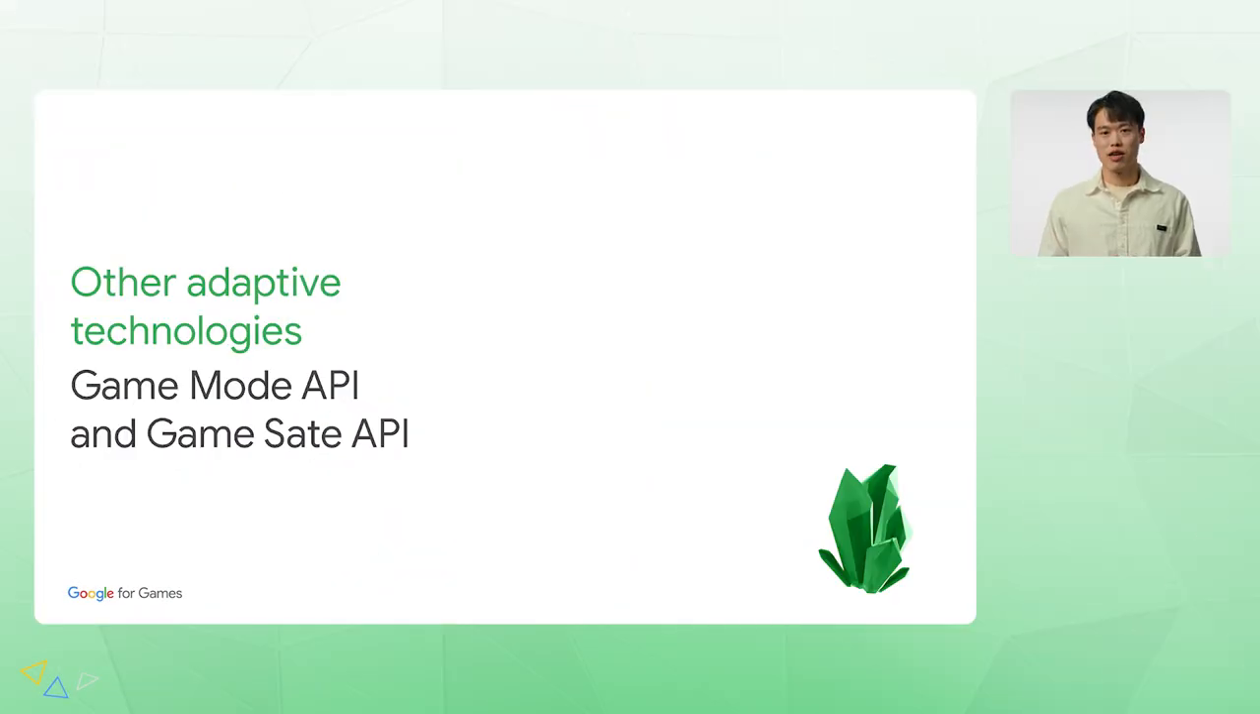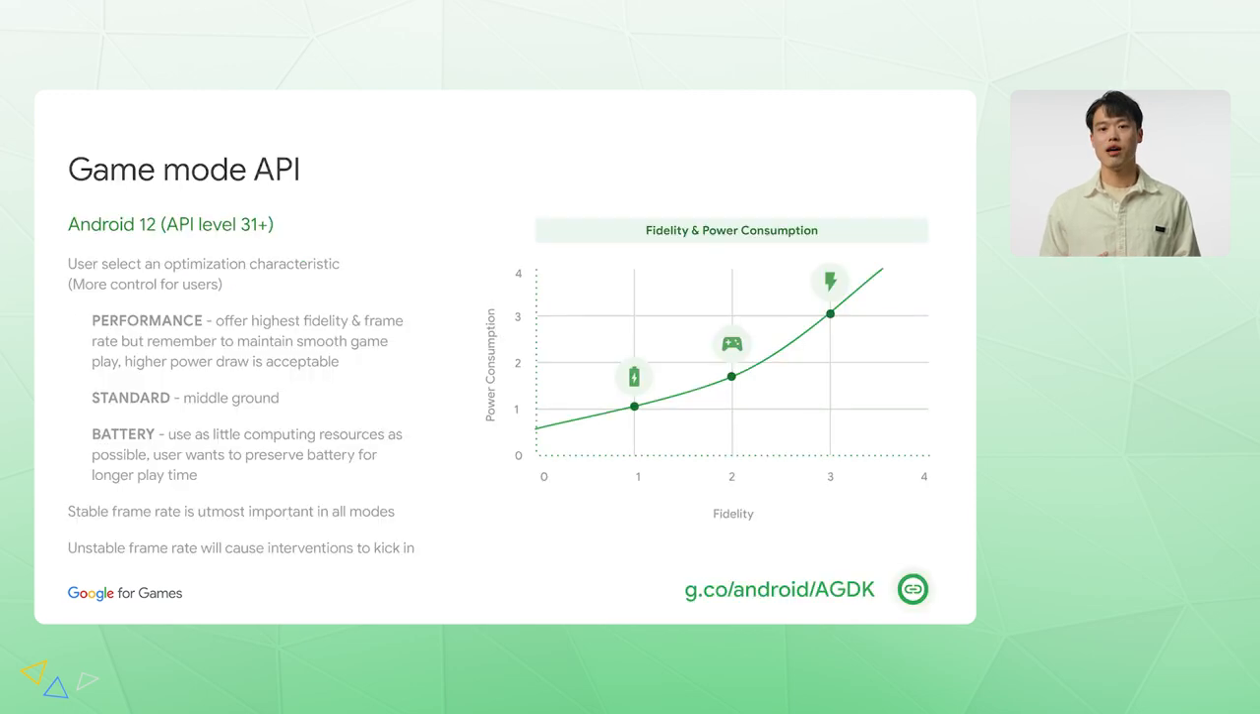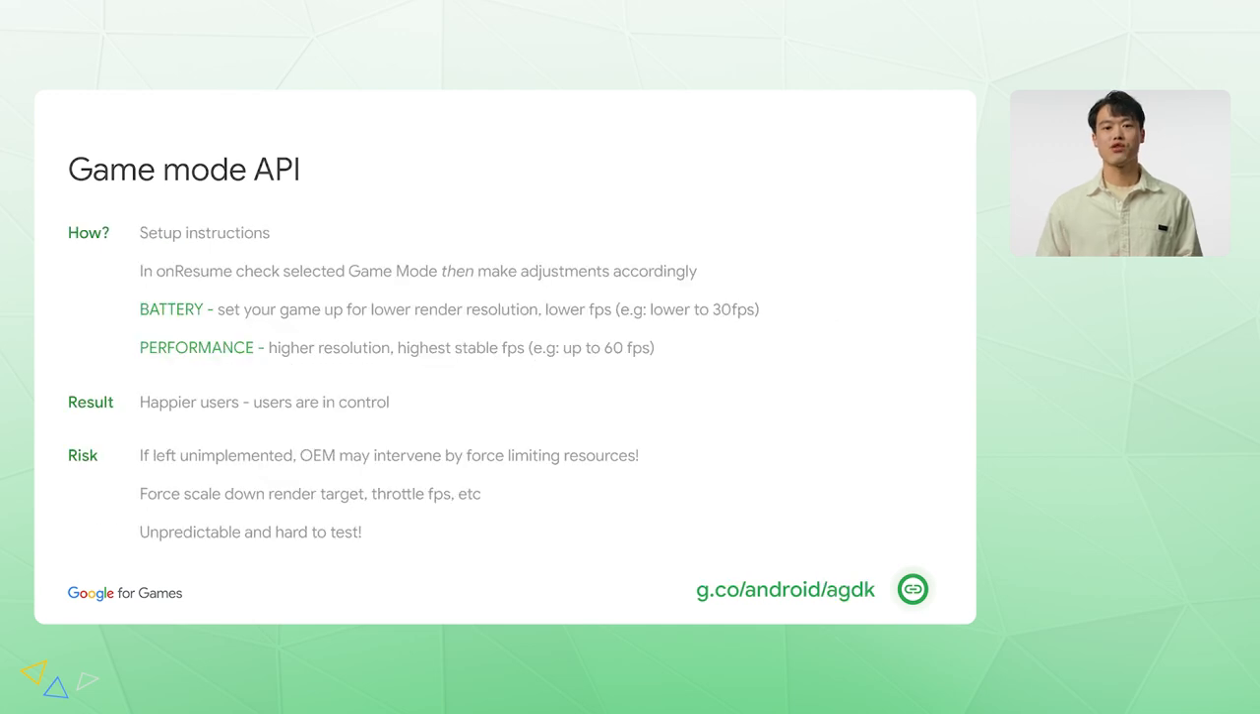Thank you, Charlie. Besides ADPF, we have other adaptability tools: the game mode APIs and the game state APIs. The game mode APIs were introduced in Android 12 and allow games to understand the user's performance preferences between performance and battery saving. The goal of using the APIs is to ensure your games deliver stable frame rate while still fulfilling users' needs. You will want to make sure you check the user's intention during on-resume and interpret the user's intention into the gaming experience. For example, if a user wants to battery save, the game may need to run at lower frame rates, such as 30 FPS, with a lower graphics fidelity. If left unimplemented, OEMs may intervene upon your game, for example, reducing the rendering resolution or throttling the frame rate.